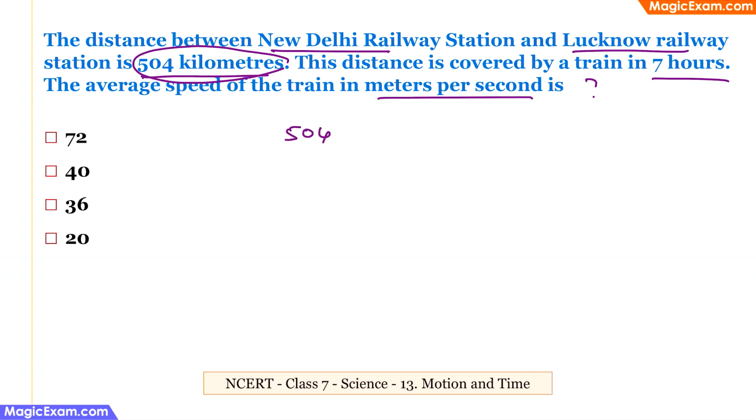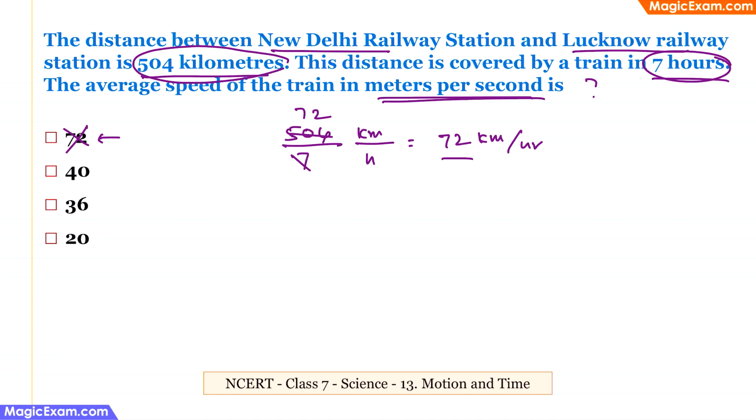And what is the time that the train took to cover this distance? It is 7 hours. Therefore, if we divide it by 7, because this is kilometers and this is hours, we will get 7 sevens are 7, 2s are 14. So we'll get 72 kilometers per hour. So some students who are in a hurry will see 72 as the answer and select option 1. However, this is not correct because we are supposed to calculate this in meters per second and this is in kilometers per hour. So now we need to convert this into meters per second.